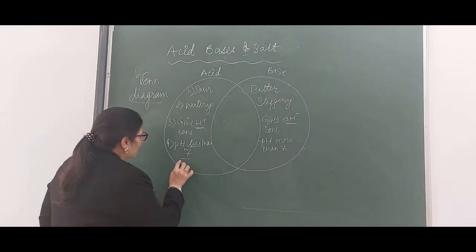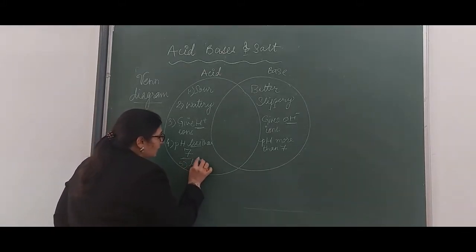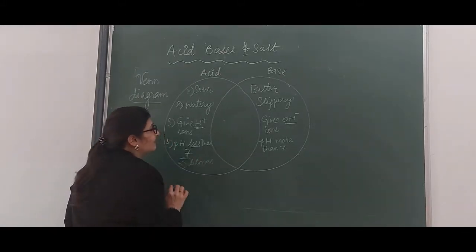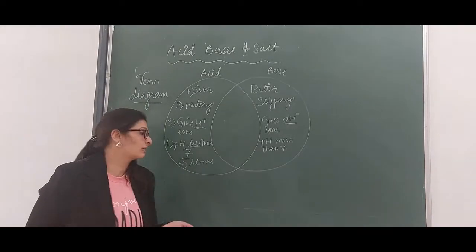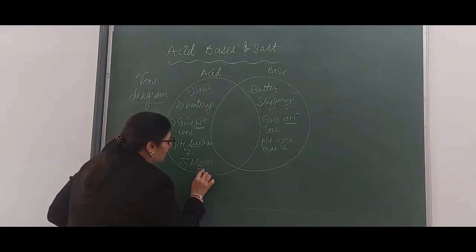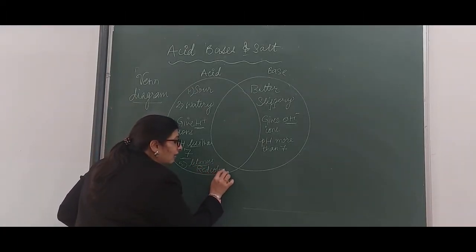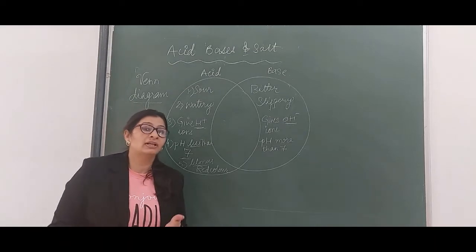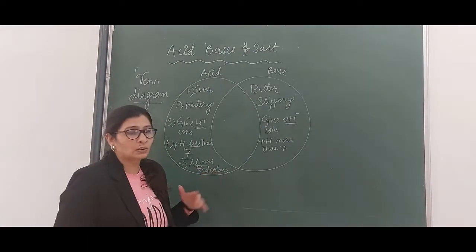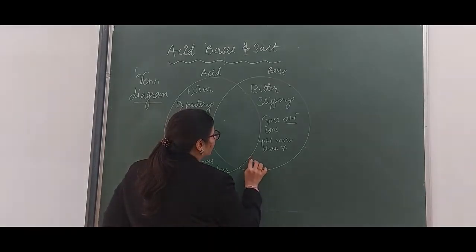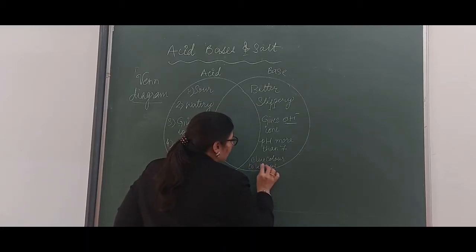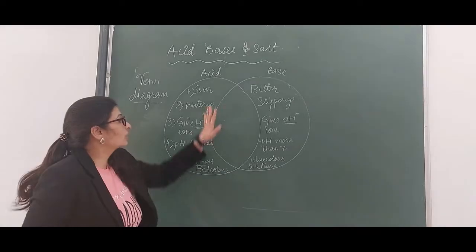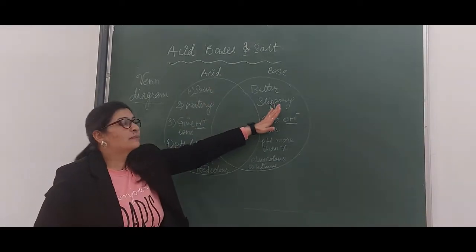One last point you can write is about litmus paper. If you test it with litmus paper or litmus solution, acid will give the red color. If you take red litmus paper, it will stay red. If you take blue litmus paper, it will convert into red color. Whereas base will give blue color to the litmus paper or litmus solution. So these are the characteristics of acids and bases.